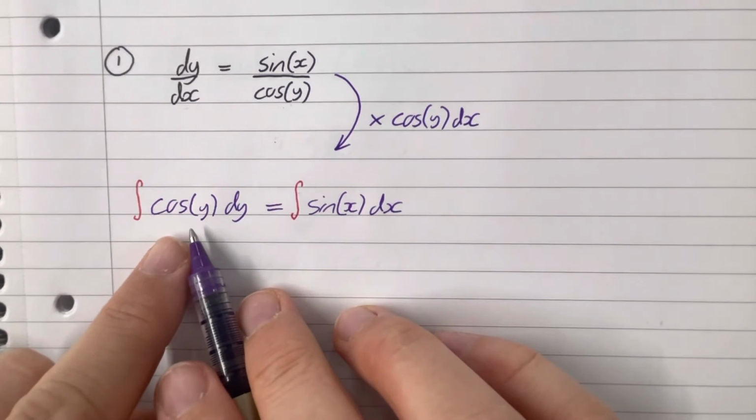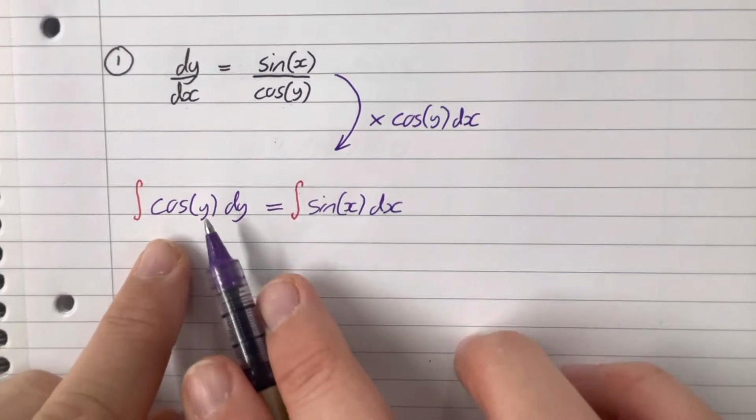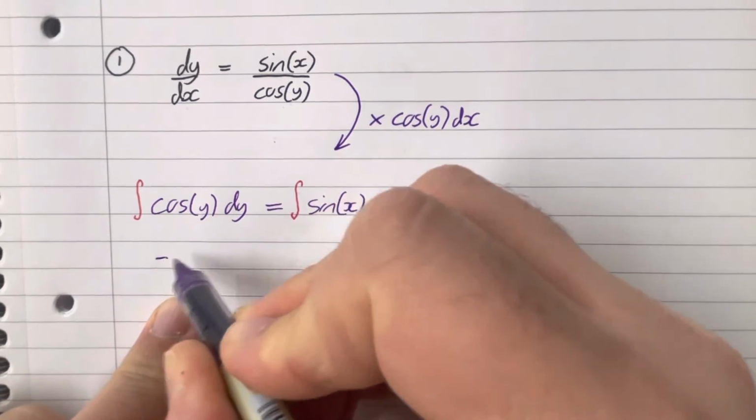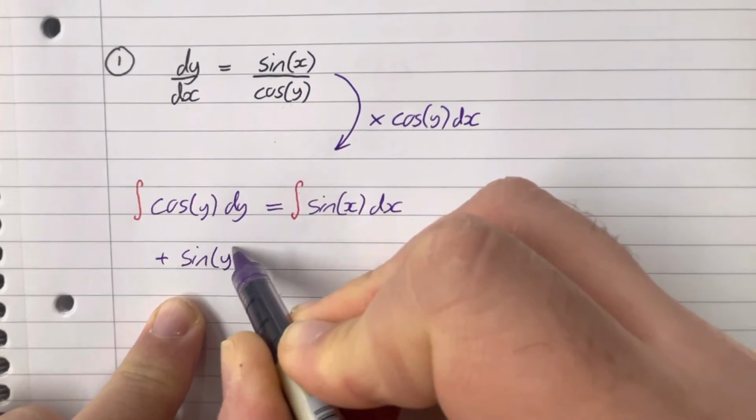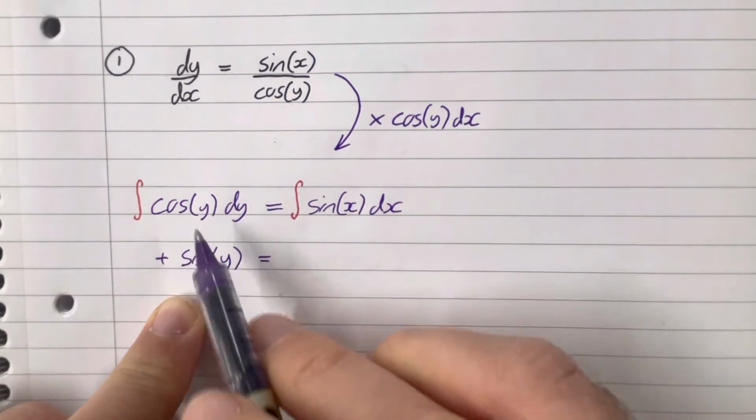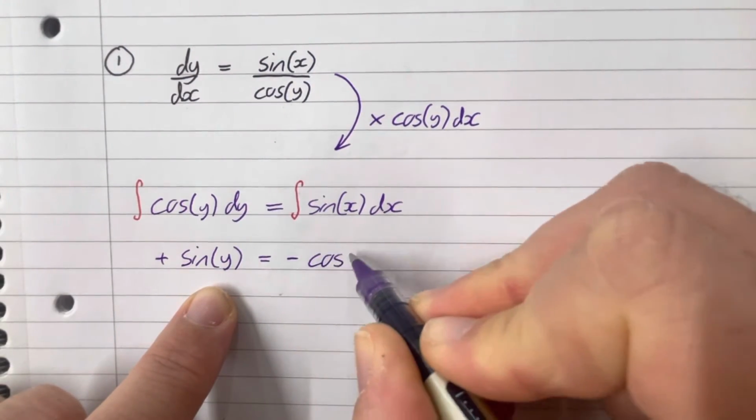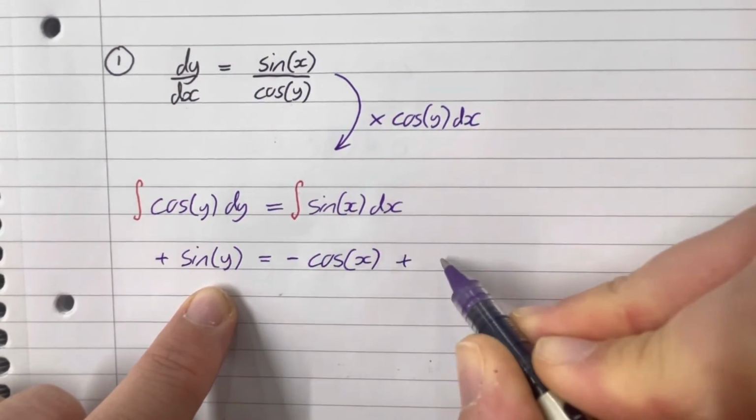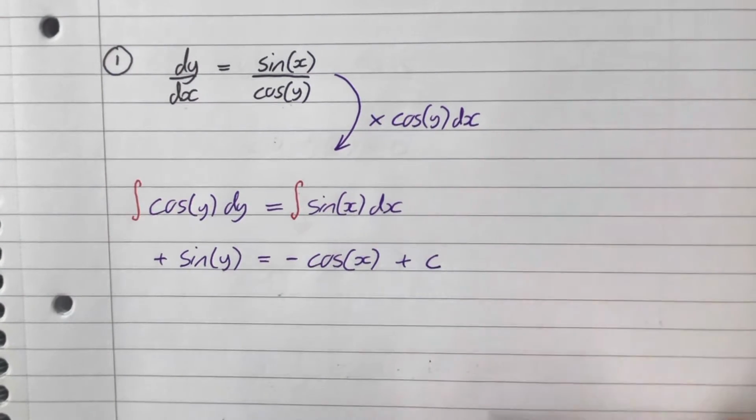Now we can integrate the left-hand side, and we can integrate the right-hand side. So the left-hand side is going to integrate to the positive sine of y, because cos integrates to positive sine, and sine integrates to negative cos. That's going to go to minus cos of x. And then, because our two integral symbols have now disappeared, we can now replace that with a plus c.